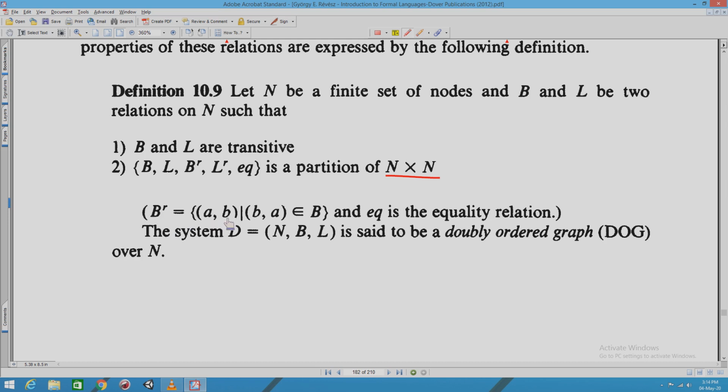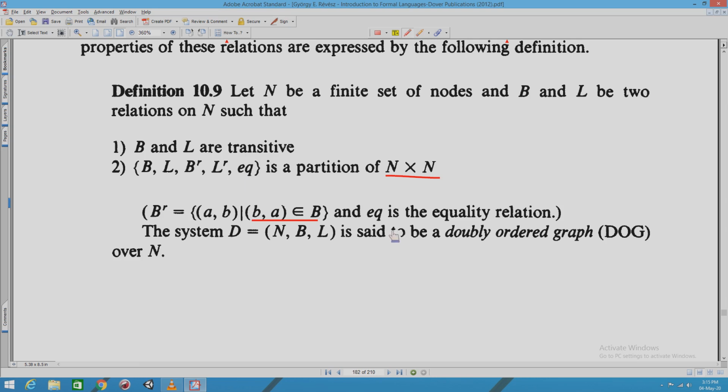What is this BR? To understand it, BR is equal to AB, where BA belongs to B. Meaning if BA belongs to B, that is B is below A, then AB means A will be above B. So opposite of B. So this will be depicted by BR. So eventually BR means above. So if B is below A, then A will be above B, and this will be written as BR. Similarly, LR is also taken in the same way. If BA belongs to L, then AB belongs to LR. So B means below and BR means above. L means left and LR means the opposite of it, meaning right.